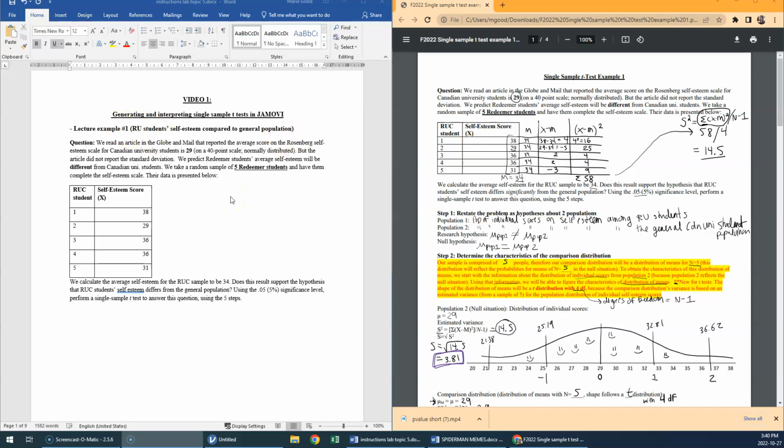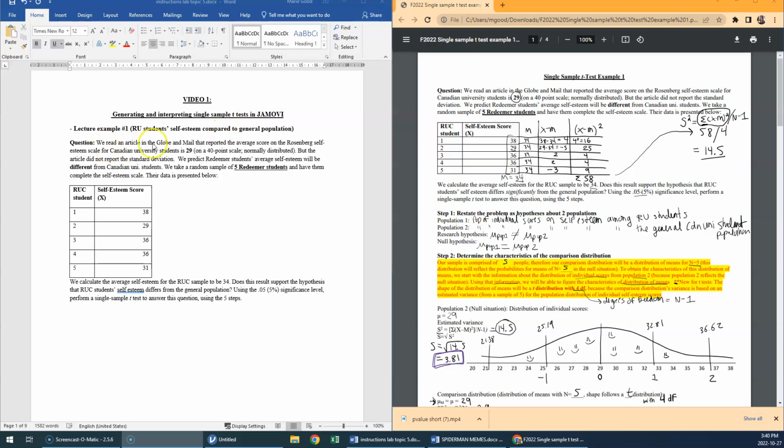And just remember that we use a single sample t-test when we have a single sample mean and we want to compare that sample mean to some known population mean, some comparison population mean. And we're asking the question, is our sample mean significantly different from our comparison population mean? This is what we did with the example in lecture.